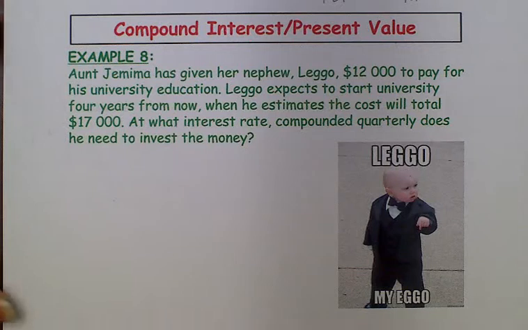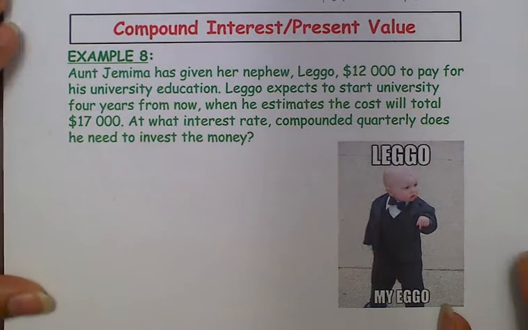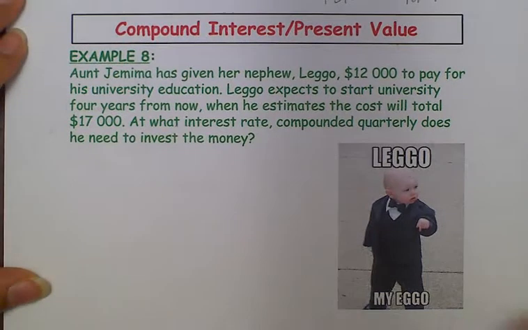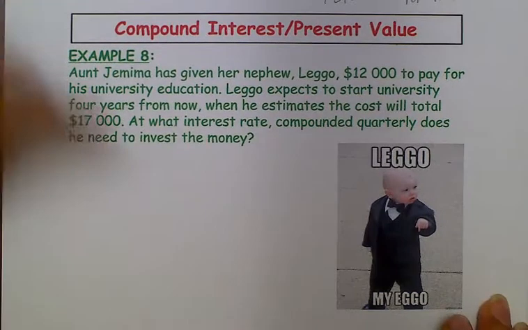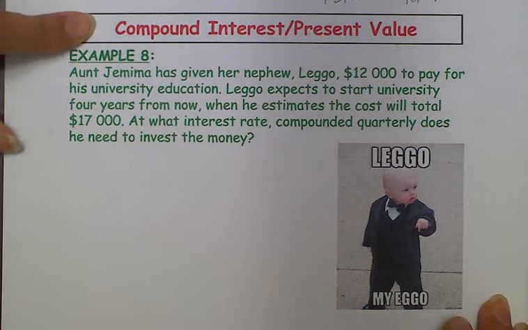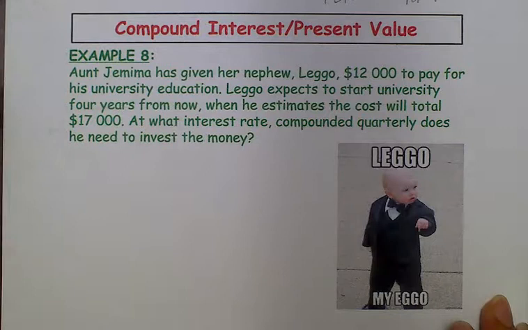The last example, and we're going to look at, again, whether we are solving for compound interest or present value. And so, again, they both look at the exact same equation, and sometimes you might need to solve for a different variable in those equations. So let's take a look at the last example.